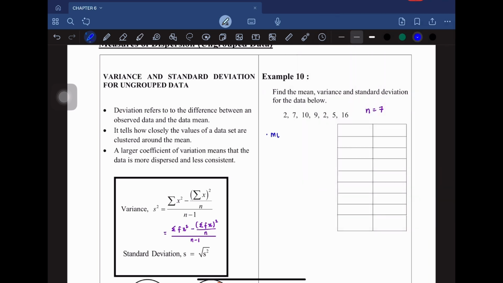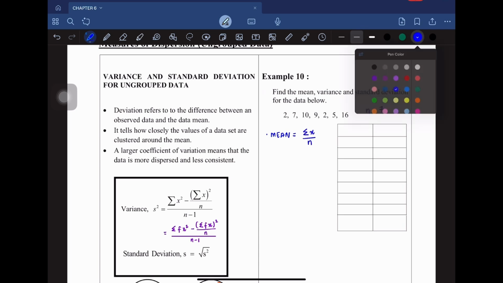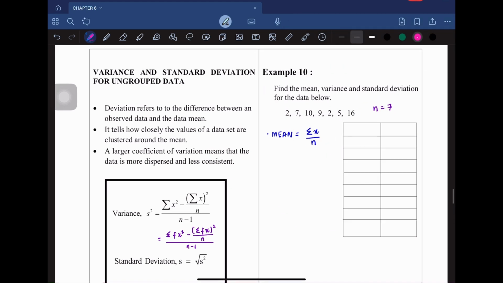So remember that for mean, for ungrouped data, the formula is summation of x divided by the number of data. I'm going to use the table here to insert our values. The first one is x. Our x we have 2, 7, 10, 9, 2, 5, and 16. And we add up all together, we're going to get 51. So that's how we know that our mean is equal to 51 divided by 7, which is 7.29. So that is our mean.